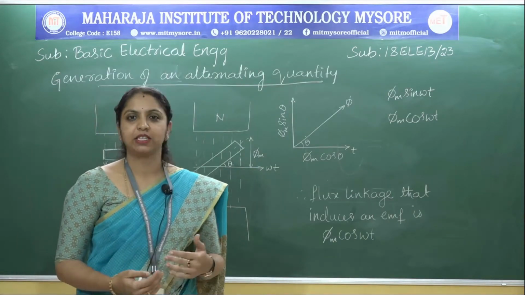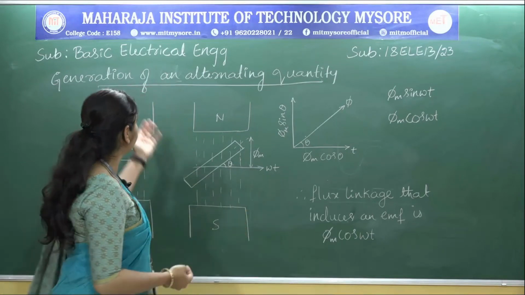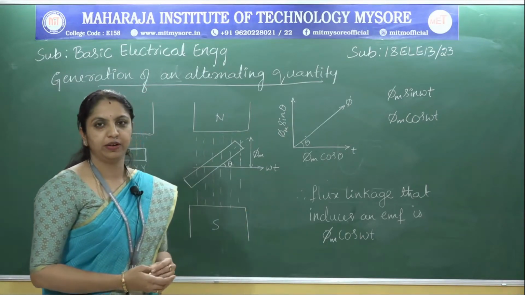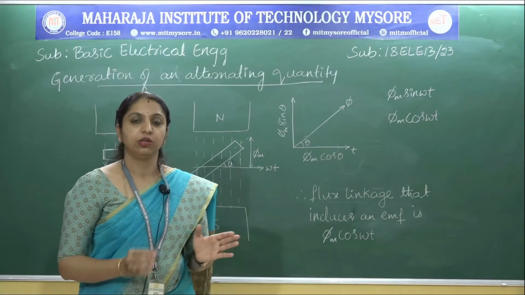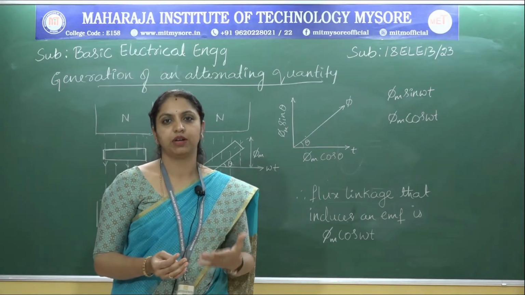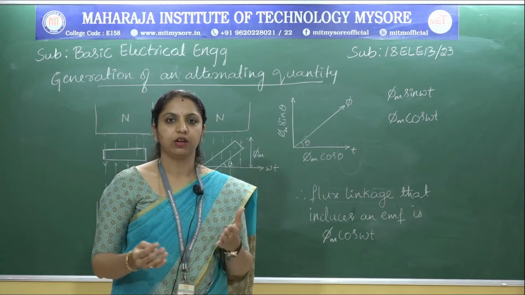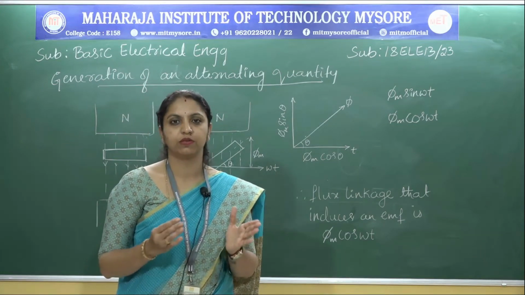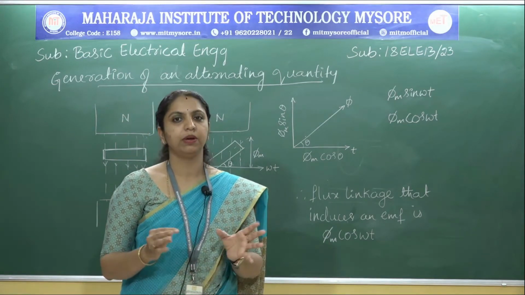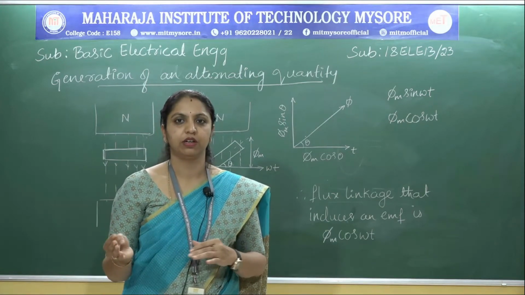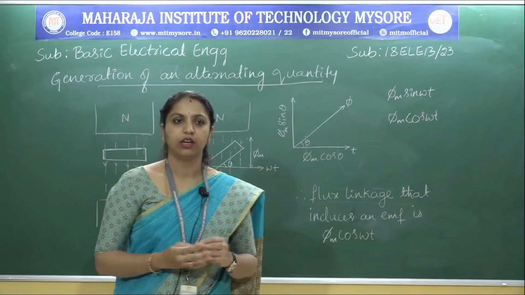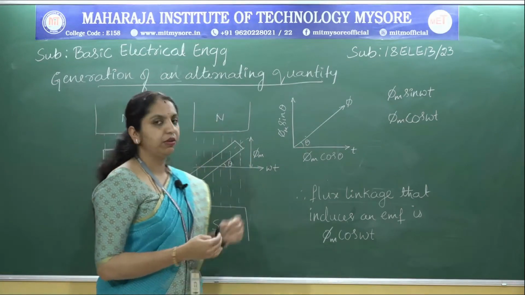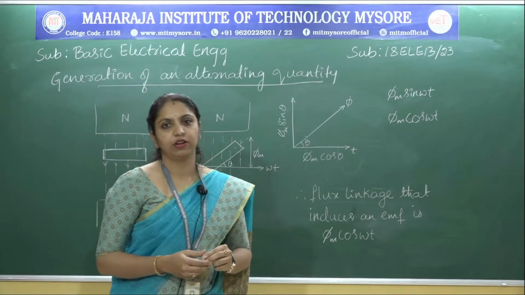Next I will be explaining generation of an alternating quantity. In this chapter you will be learning about the fundamentals of AC. Once you learn the concepts of AC, you will understand AC circuits better in the next module. Before that, you need to understand the generation of alternating quantity.